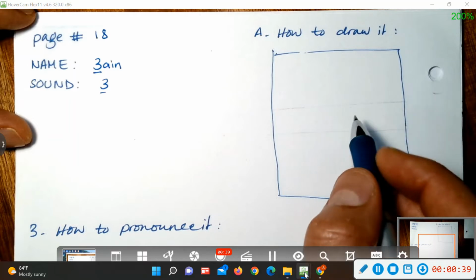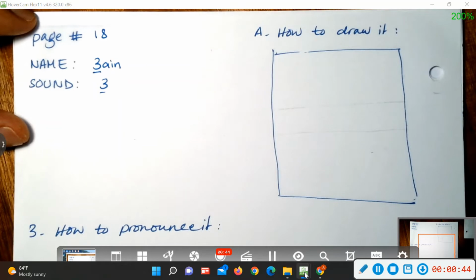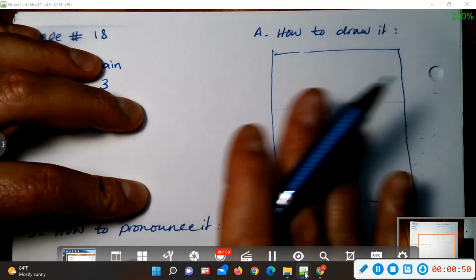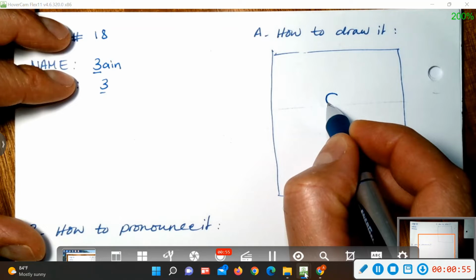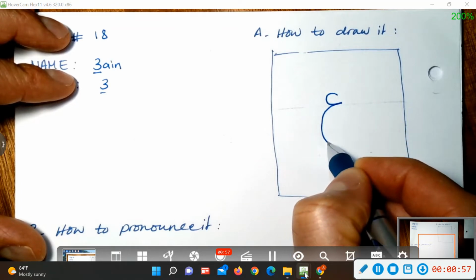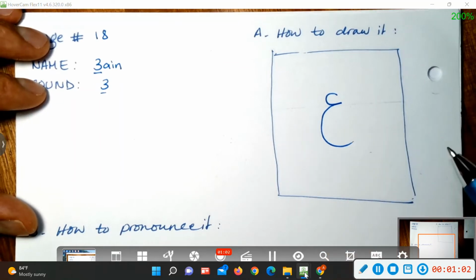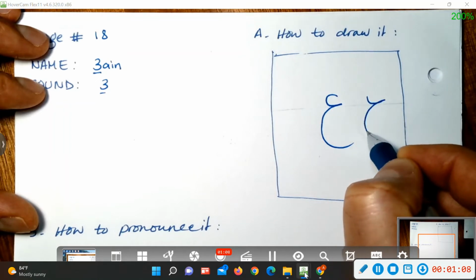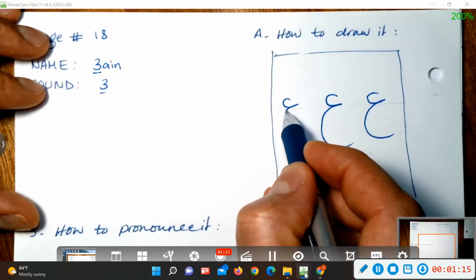How do we write Ain? Let's erase this line. So we start above the line, and then we finish under the line. Ain. Sometimes we draw this part alone, and then we continue this part later. But it's okay to draw everything together. Ain.